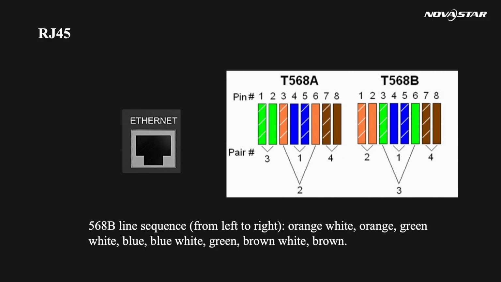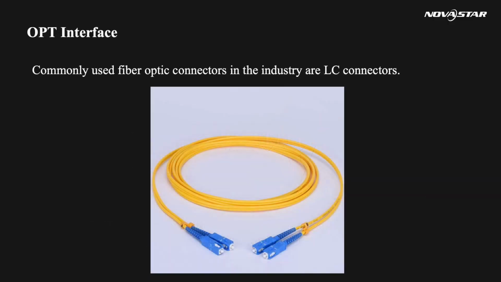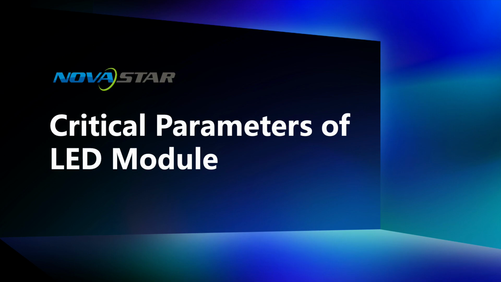As you can see from the picture, the line sequence for T568B goes from orange-white, orange, green-white, blue, blue-white, green, brown-white, and brown. The last one is mostly used for transmitting data. That is fiber. Here are the commonly used fiber optic connectors in the industry. Here are the LC connectors.